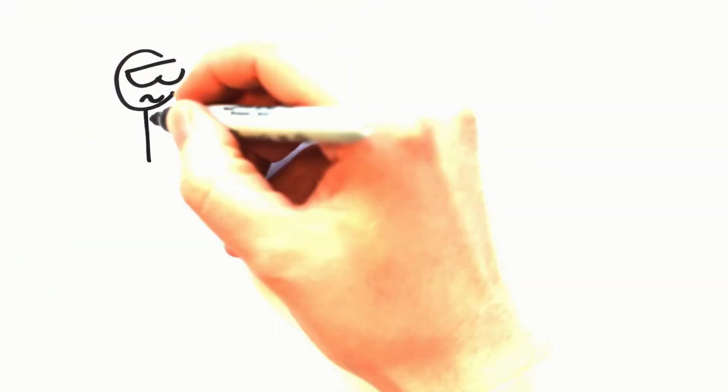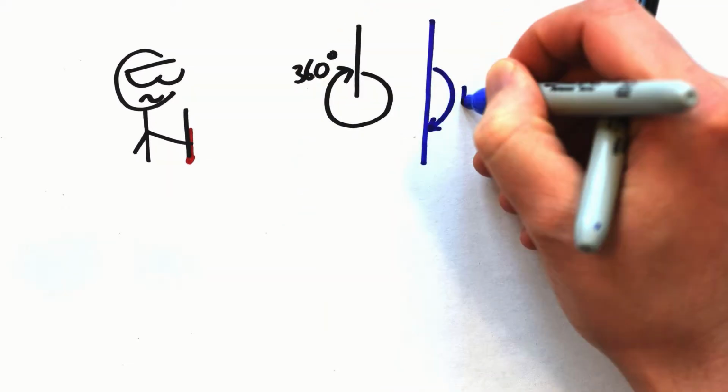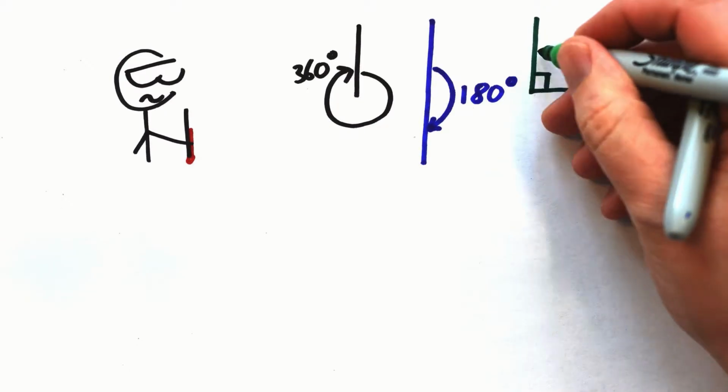You are likely already familiar with one angle measurement using degrees. You're also probably aware that there are 360 degrees in a full rotation, 180 degrees in a straight line, 90 degrees in a right angle, and so on.